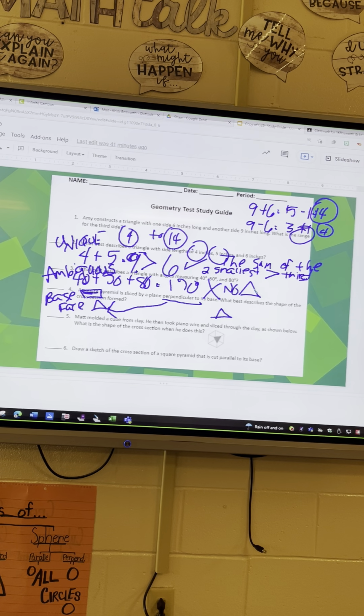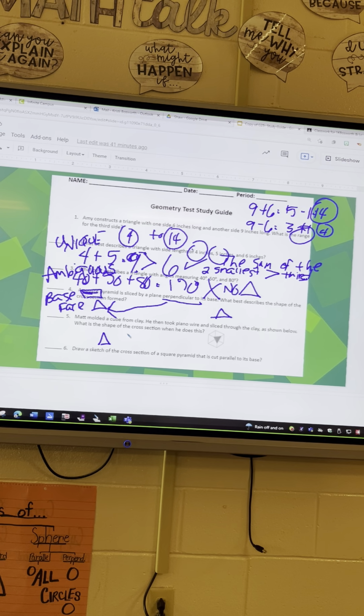Matt modeled a cube from clay. He then took a piano wire and sliced through the clay as shown. What is the shape of the cross section? Well, what is the gray shaded area? A triangle. Well, then that's the cross section. It's easy to look at it a lot of times and see it. You just have to remember parallel. If you look at that bridge map that's over there in the yellow, parallel is horizontal, which would be the shape of the base. Perpendicular is vertical, and that's the shape of the face.